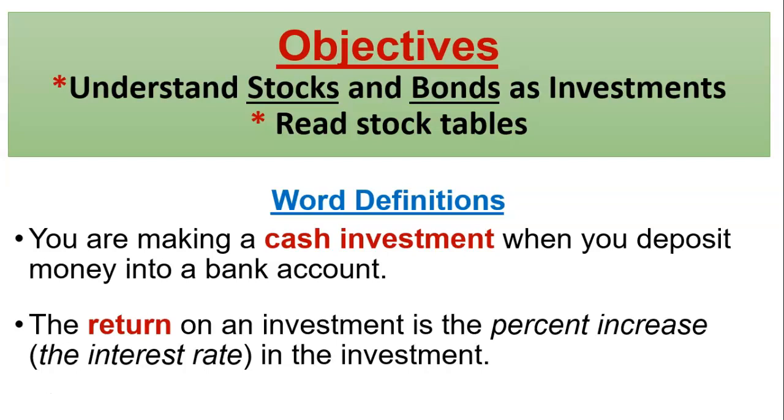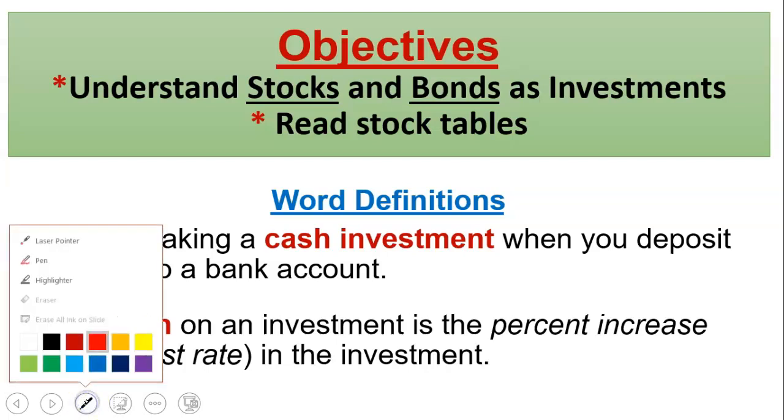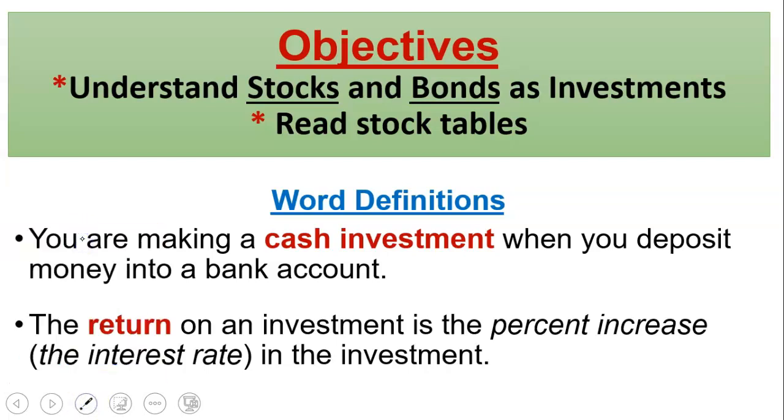So one of them is, let me see if I can get the pointer here. Okay. So the cash investment. Cash investment is just whenever you make a deposit of money in a bank account or anything, you're making a cash investment. So return is what we have already known as interest rate. So that's the percent increase of the money you deposited.